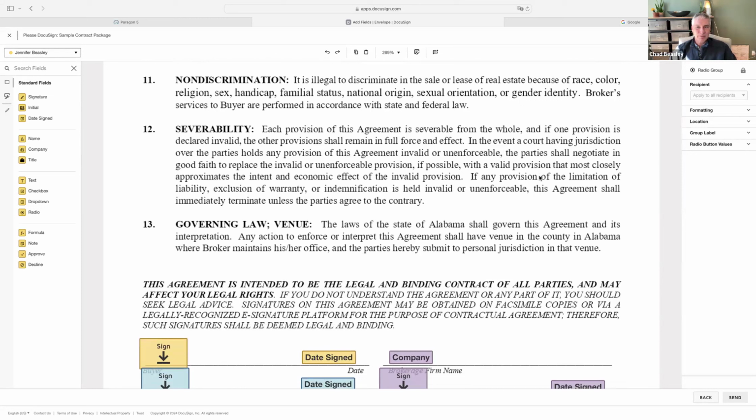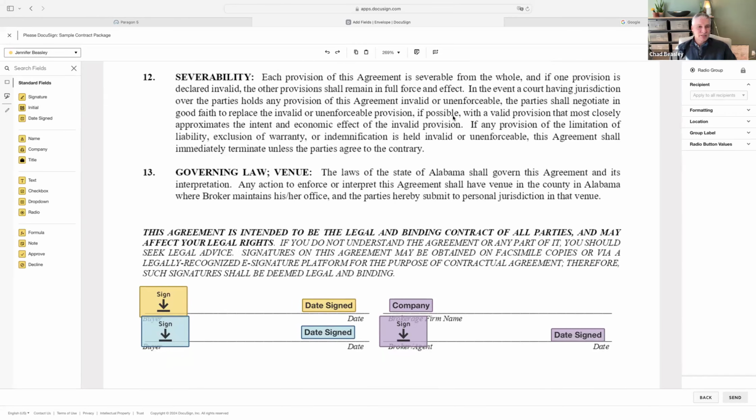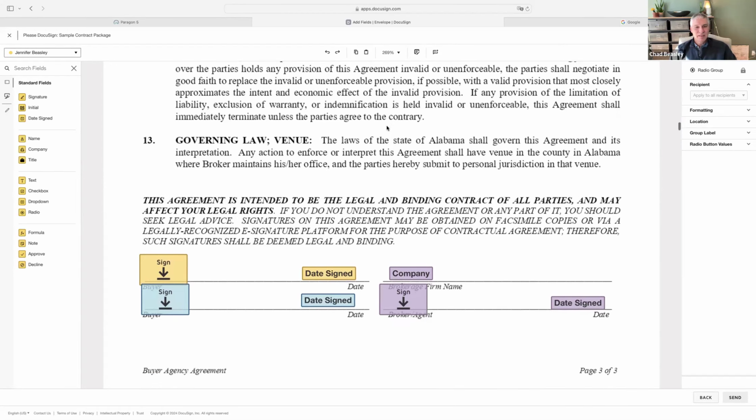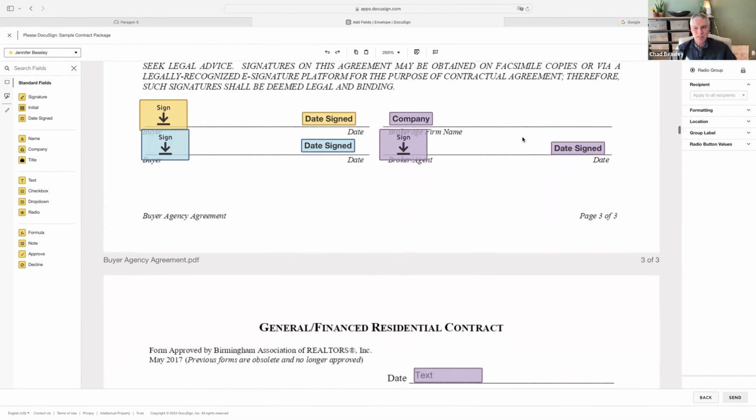Non-discrimination. It's illegal to discriminate in the sale or lease of real estate because of race, color, religion, sex, handicap, familial status. I can't talk today. National origin, sexual orientation, or gender identity. Broker services to buyer are performed in accordance with state and federal law. That's self-explanatory. Severability clause. This just says if it's ever deemed that one paragraph in this document is not legal for some reason, it wouldn't nullify the whole agreement, but just that one provision. And then it just says that everything's governed by the laws in the state of Alabama. And that's pretty much it on buyer agency.